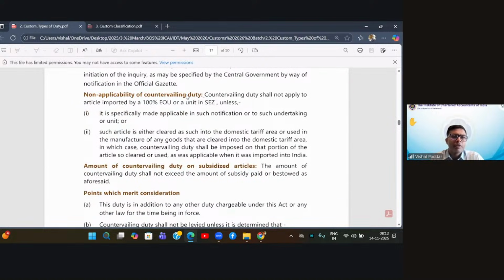Non-applicability of countervailing duty, when this duty will not be imposed: where the articles are imported by a 100% EOU or SEZ.